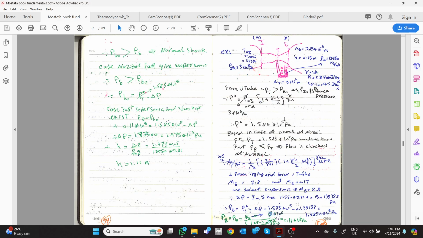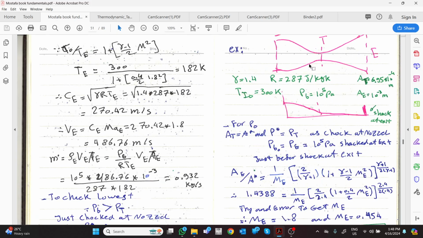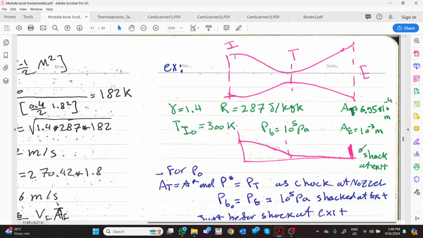And there are still two examples. Assume a convergent divergent duct, with a throat at the nozzle, and an exit. From the experiment, we found that there is a normal shock at the exit. And we know it is air. We know R, the area of the throat, and the area of the exit. The back pressure is atmospheric, 10 to the power 5 Pascal. And the stagnation temperature T naught in the reservoir is 300 Kelvin.